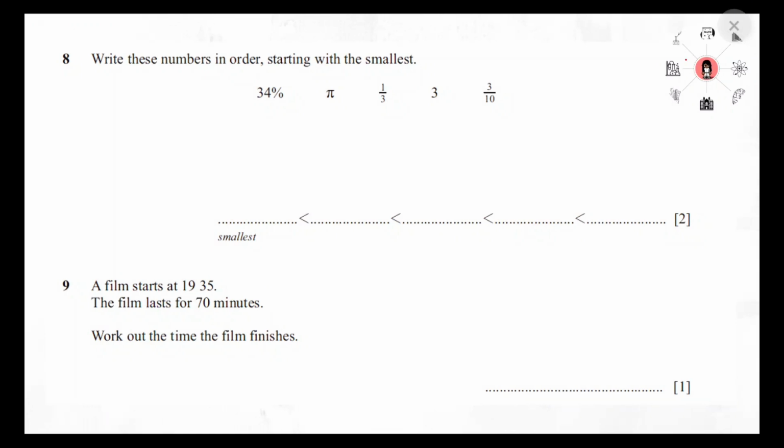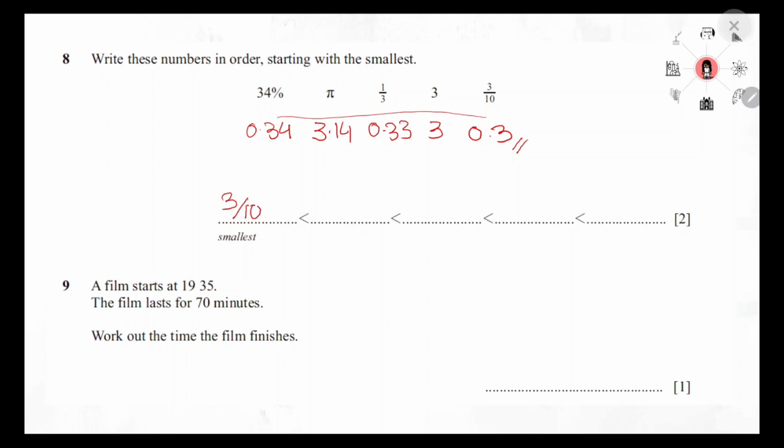Question 8. Write these numbers in order starting from the smallest. To handle such questions, you are either supposed to convert all these numbers to decimals or fractions. I'll be converting them to decimals. 34% can be written as 0.34. Pi is 3.14. 1 by 3 is 0.33. 3 is simply 3, and 3 by 10 is 0.3. Among these numbers, as you can see, 0.3 is the smallest. So I'll write 3 by 10 in the first blank.